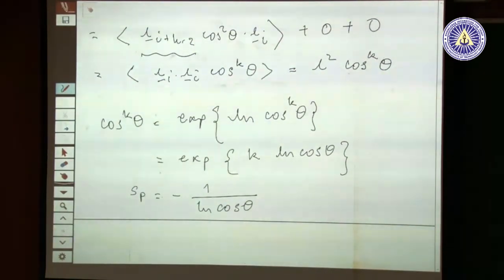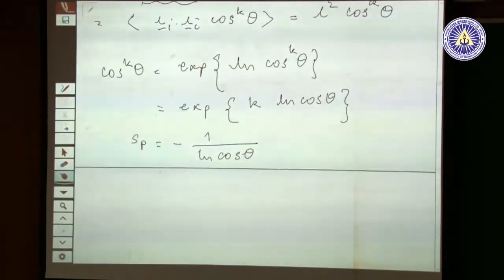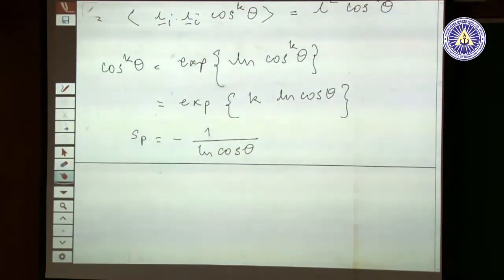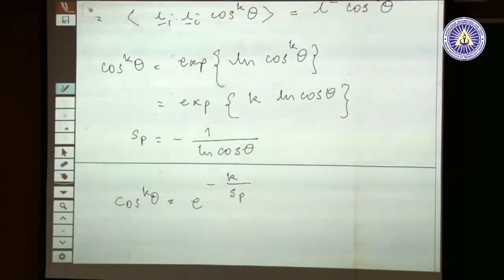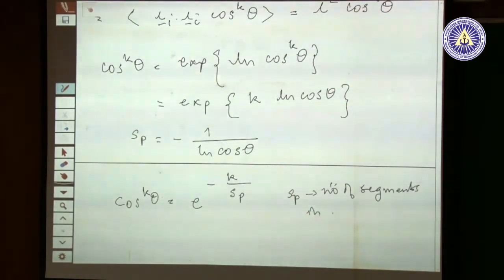So if I define it this way, then I could write cos to the power of k theta as e to the power of minus k over sp, right, and sp is called the number of segments in a persistence length.